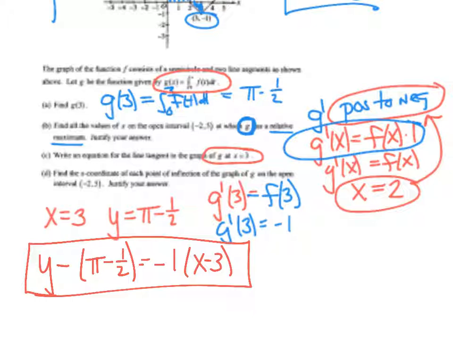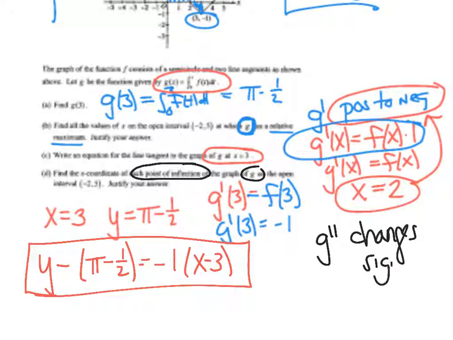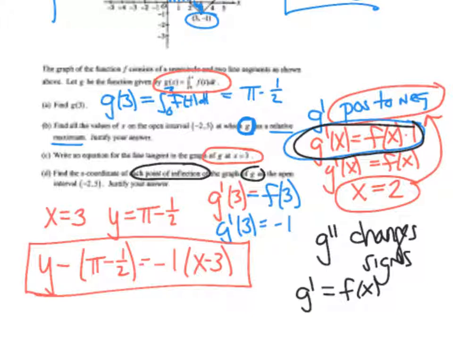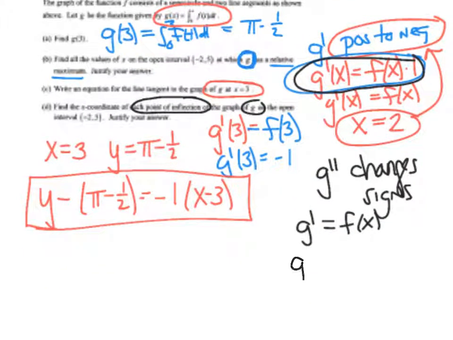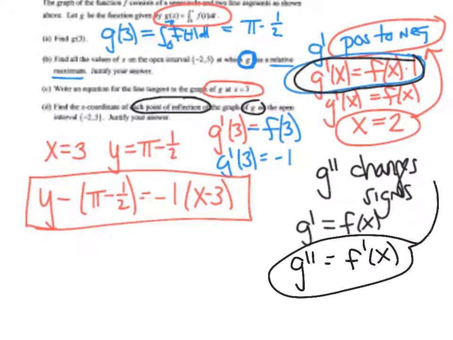All right, last question. Find the x-coordinate of each point of inflection of g. So let's justify. g double prime changes signs. Okay, do I have g double prime yet? No, but I already have g prime from a previous question. So if g prime equals f, take both of their derivatives on each side, g double prime must equal f prime. So I need to see when g double prime, which is the same as f prime, changes signs.